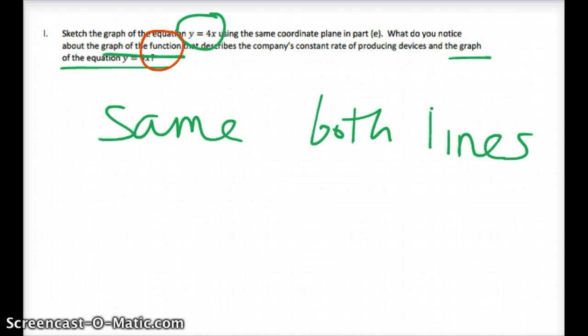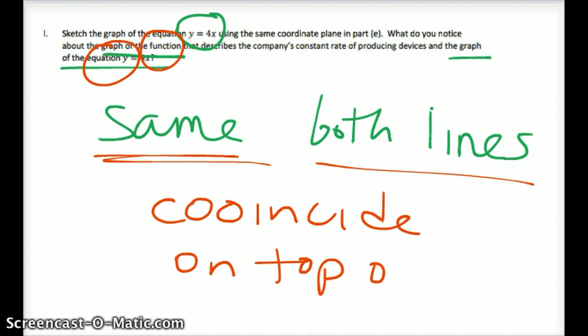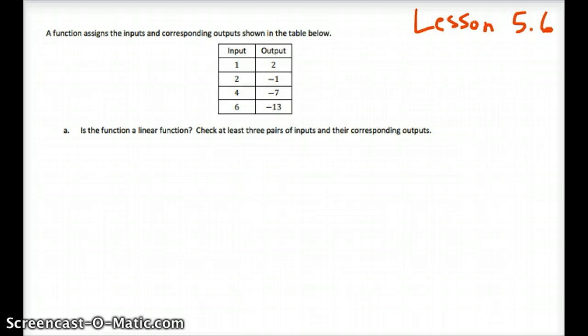So the main idea here is that the graph of the function and the graph of the equation are the same, and that the graphs would coincide, or they would be on top of each other, because they're the same. Okay, this is from lesson 5.6.